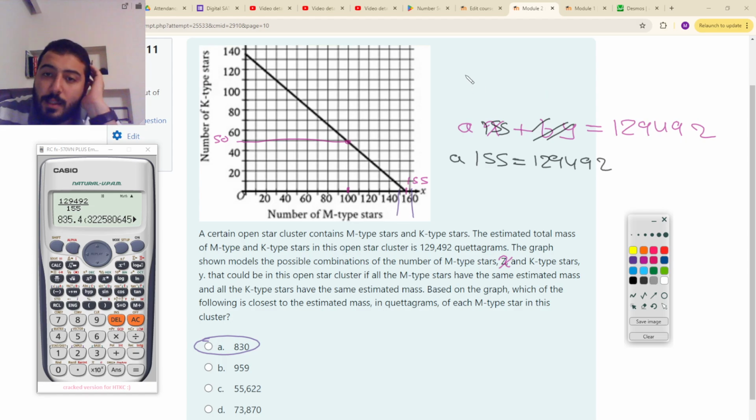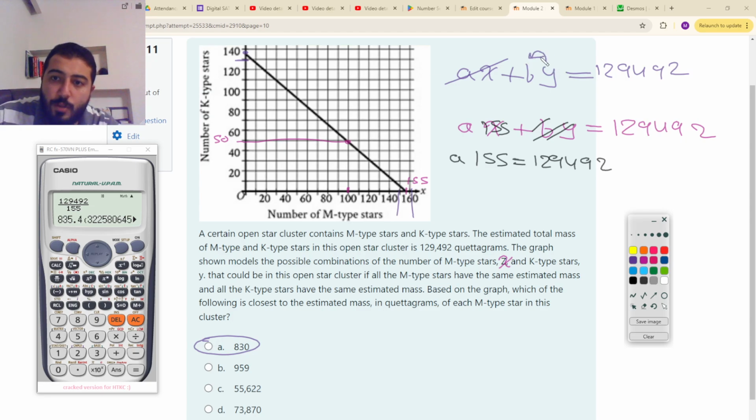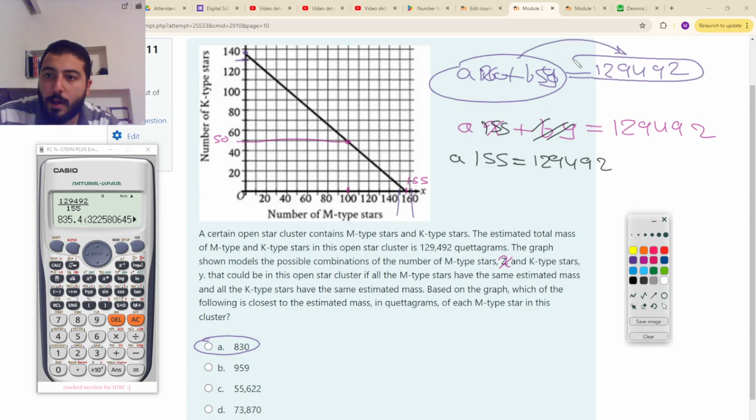What if he asked for the mass of the K type, which we model on the y-axis? So now we can use this point, which is like almost 135, and x is 0. So now we know that 135 of the K type times the average mass of them is equal to this value. If you took something in the middle like this, 50 of those and 100 of those, it should also give you this same amount.